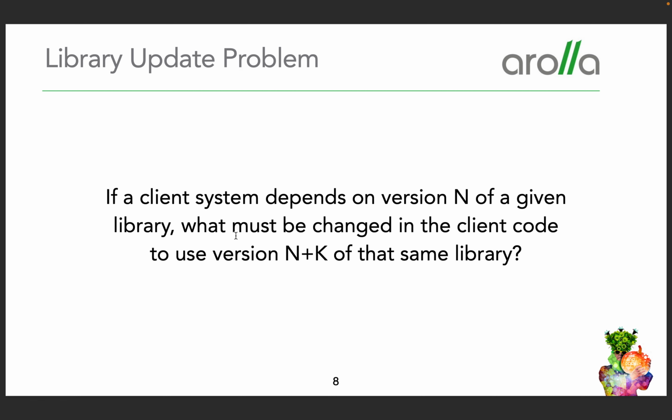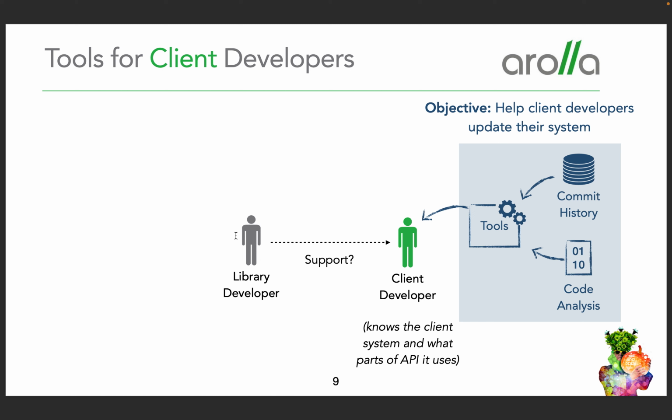So the question is, what are the changes that need to be done to the client system that depends on a certain version of the library so that it can instead depend on the newer version of the library? If it was version n, what are the changes to depend on version n plus k? In fact, there are many approaches proposed to help client developers in this task, because sometimes it can be a very hard task. The objective of those approaches is to mine all this data, all this knowledge that we have inside the commit history and inside the source code, and to propose it to clients in the form of recommendations.